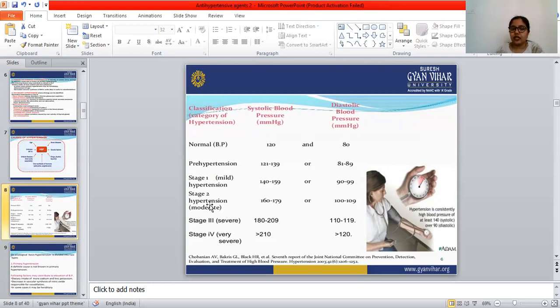In stage 3, severe hypertension, the systolic blood pressure ranges between 180 to 209, and the diastolic between 110 to 119. Stage 4, or very severe hypertension, is where the systolic blood pressure is above 210 and the diastolic is above 120. So this is too much, and this is called very severe hypertension. So this is the classification of the categories of hypertension, with the systolic and diastolic blood pressure according to each category.